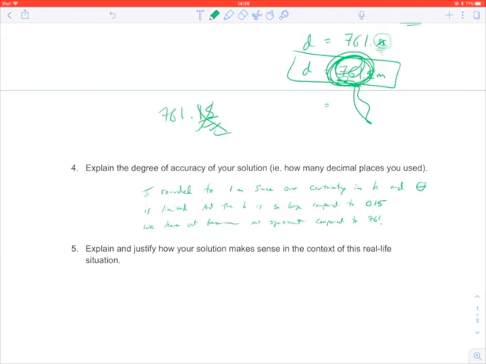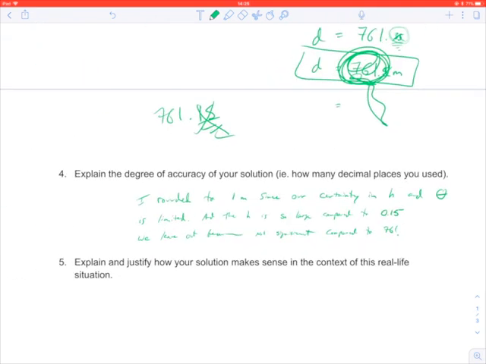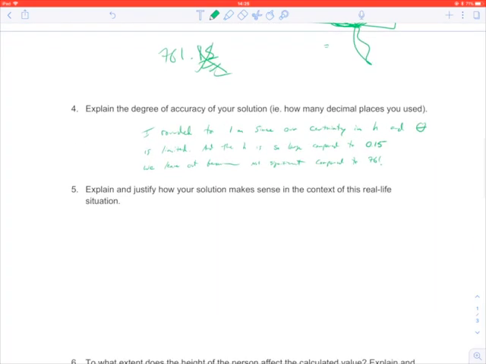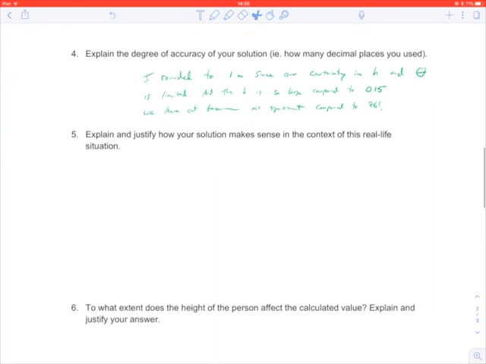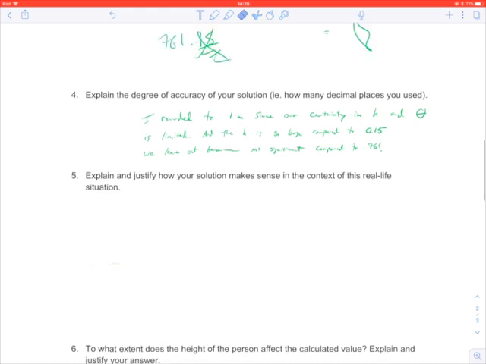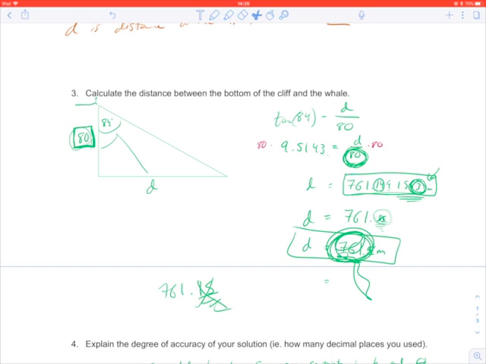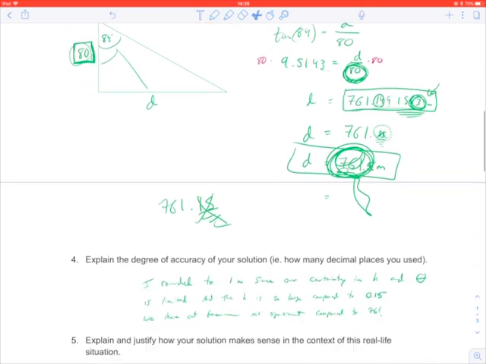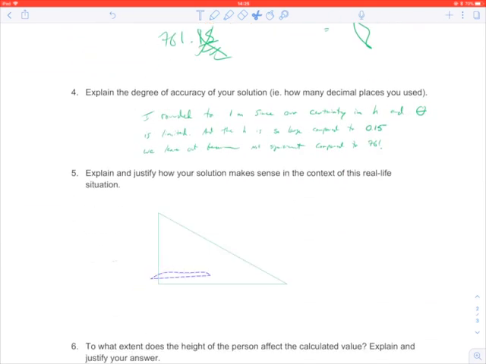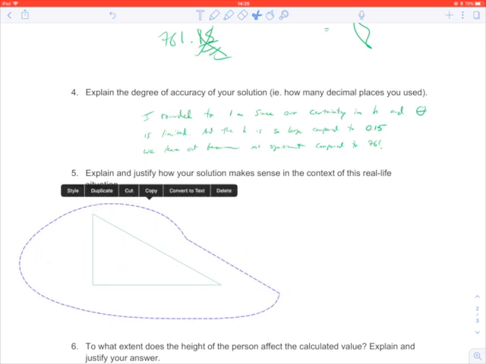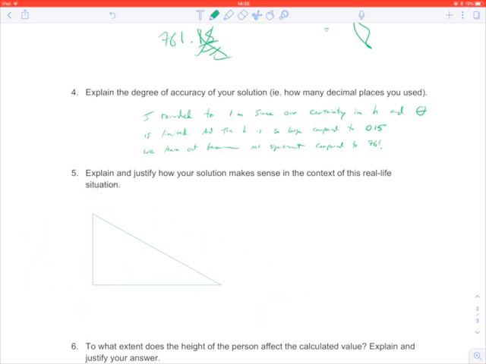Okay, explain how this solution makes sense in real life, in the context. Well, I'm gonna put that triangle back. Oh, that's not the triangle. This is not the triangle you're looking for. If we take that same triangle and look at it here, a 6-degree angle, if this is 80 meters, a 6-degree angle of depression might look like that. It's like way over there, right?